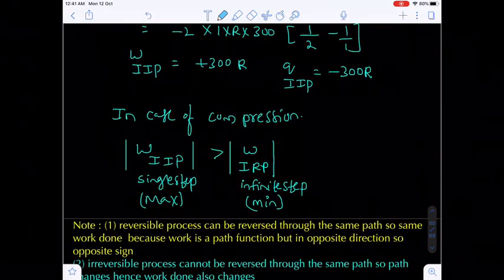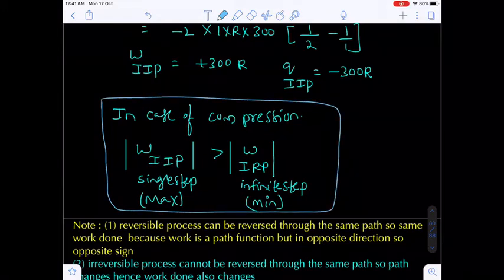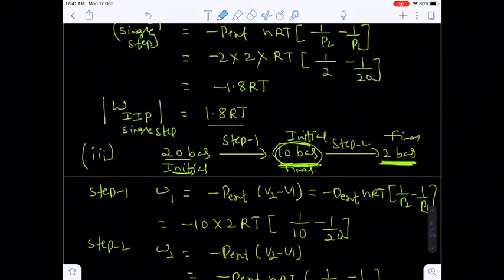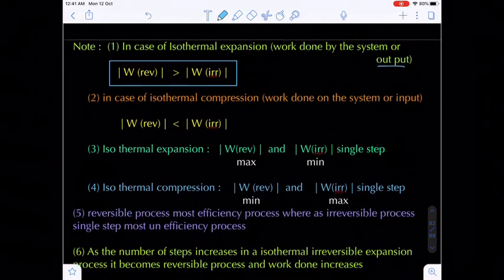And the second conclusion we draw from here: in case of compression, work done in the isothermal irreversible process is greater than work done in the isothermal reversible process. This is the second conclusion we can draw. So we are already proving this with the numerical.